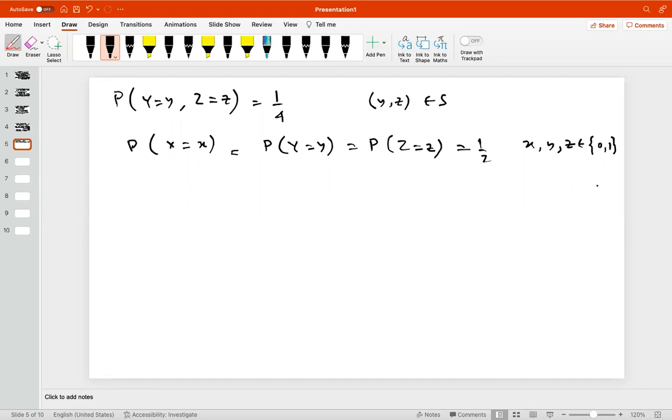Now, that's why it is pairwise independent. Clearly it is pairwise independent because the probability of x equal to x times the probability of y equal to y is half into half, so 1 by 4. So it is equal to the probability of x equal to x and y equal to y. So it is independent, pairwise independent. Therefore, x, y, z are pairwise independent.